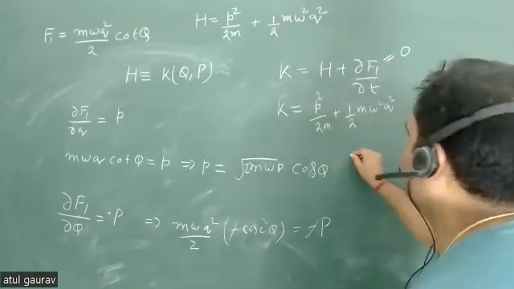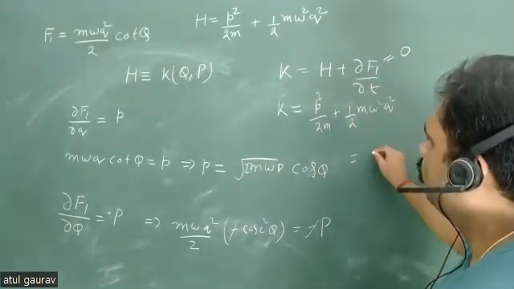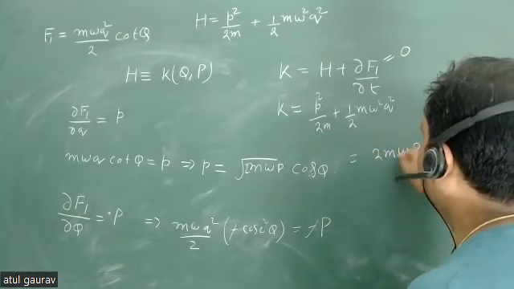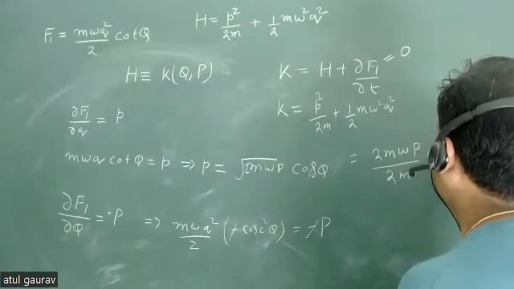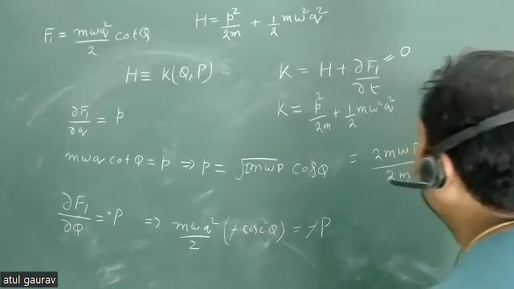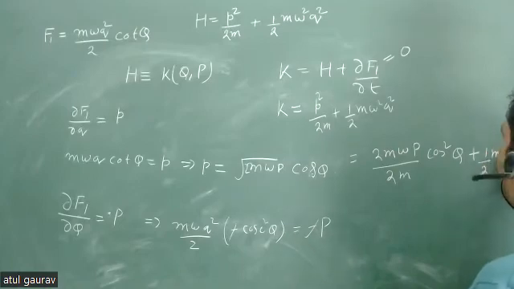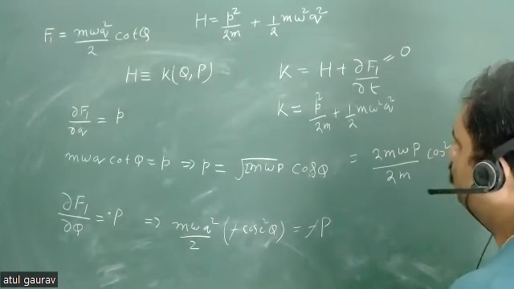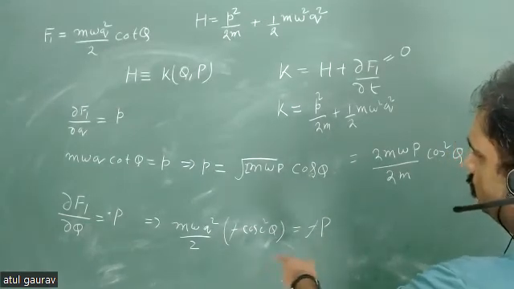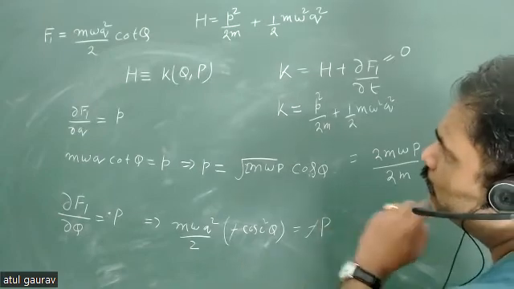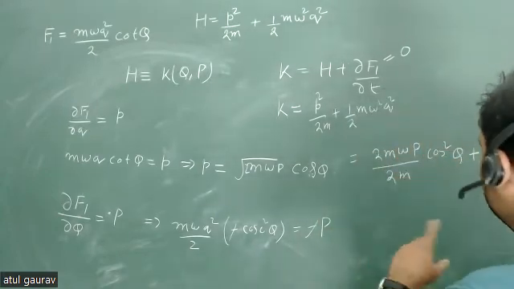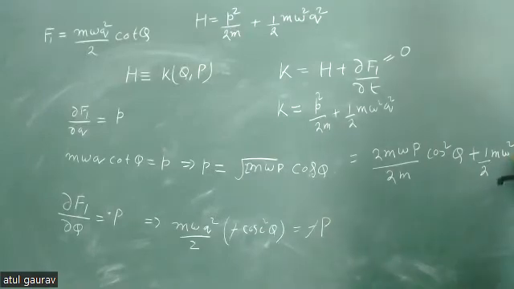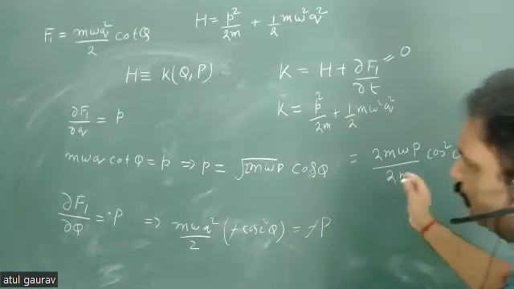Now we have to put the value of p square. So when you are going to put the value of p square, what you will get? 2m omega p by 2m cos square q plus what will be next one? Half m omega square. What is your q square? Where is my q? A sin omega t. So q is A sin omega t, and p equal to 2p upon m omega, into sin square q.